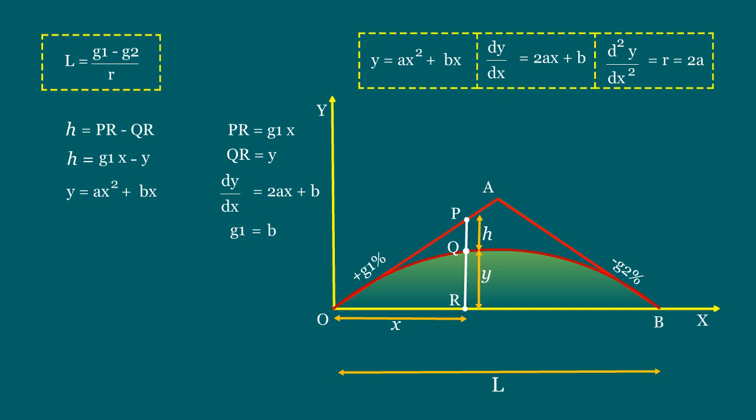Let us substitute this value of b in the general equation of parabola to find the value of y. That is, y equals ax square plus bx. Here, the value of b equals g1. That means y equals ax square plus g1x. If we do the reciprocal of these values, then minus ax square equals g1x minus y. We already knew that the value of g1x minus y equals h. So, the value of h equals minus ax square.